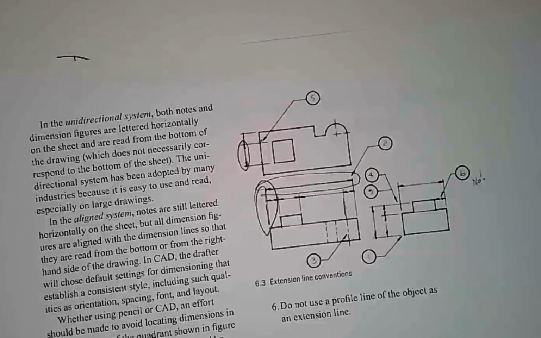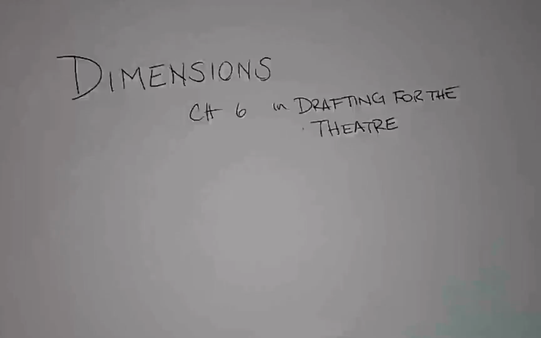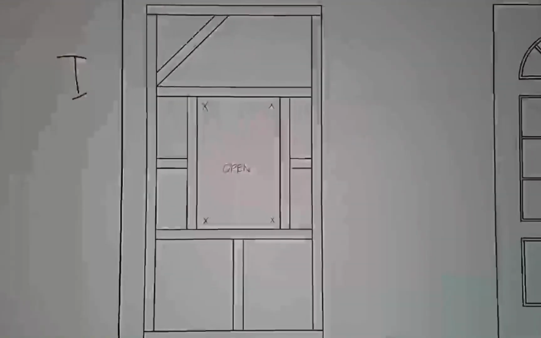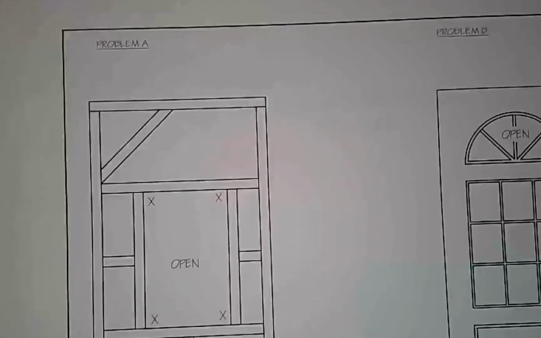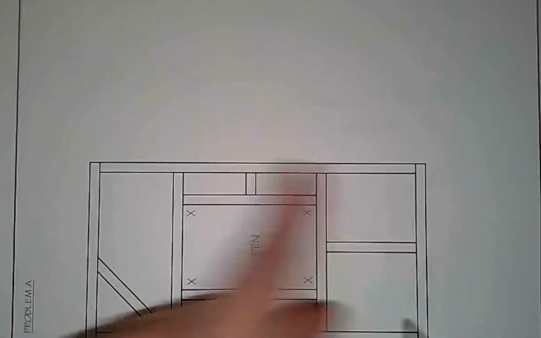So I'm going to do a demonstration of how I would set up my dimension lines and my extension lines. So let me grab the worksheet, and we'll do just part of problem A here on this worksheet. I'll do this top corner. So when we think about extension lines, we always want to work inside towards the outside. I'm actually going to just turn this sideways so I can do this edge.